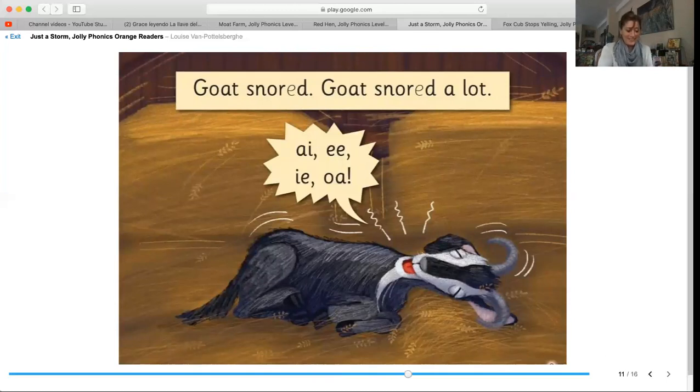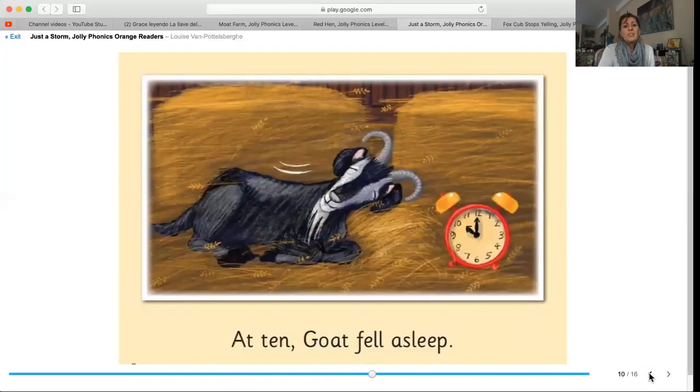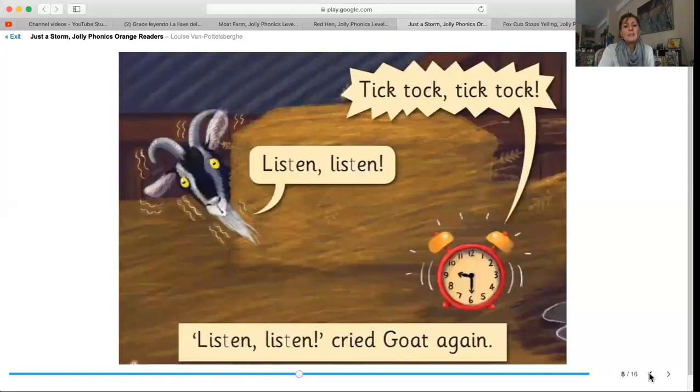Yes, you're right. Now, why do you think goat is scared of noises at night? Why do you think she's scared of noises at night? I think so because it's dark. Some people are scared of darkness, but you don't need to be scared of darkness. Or you just put the lights on and that's it.